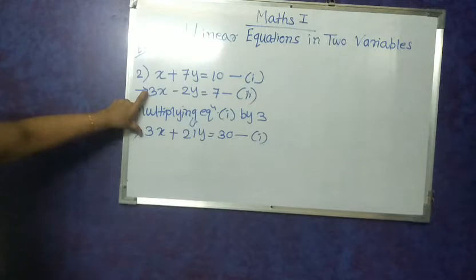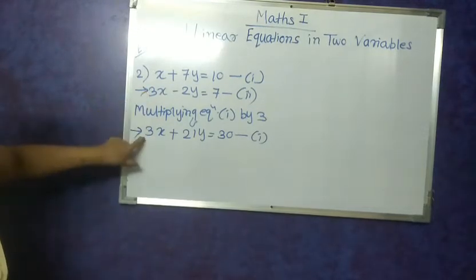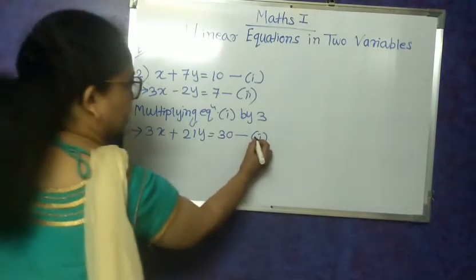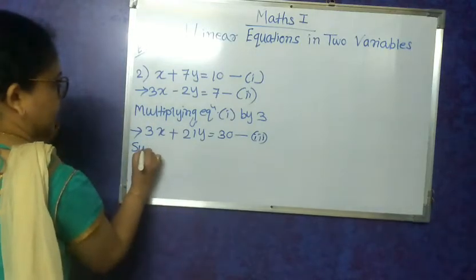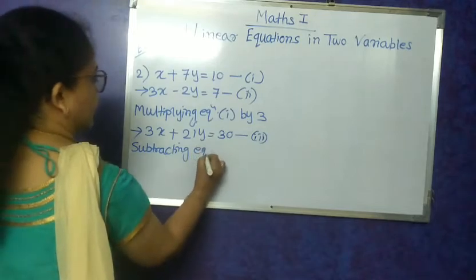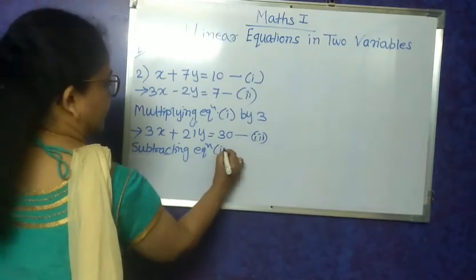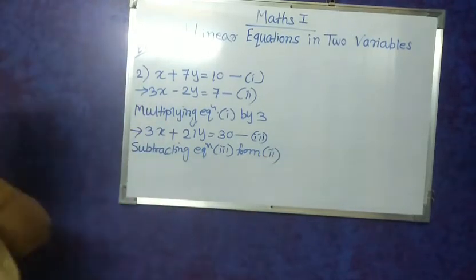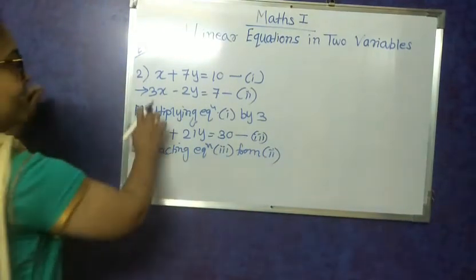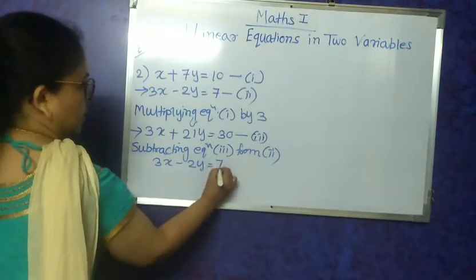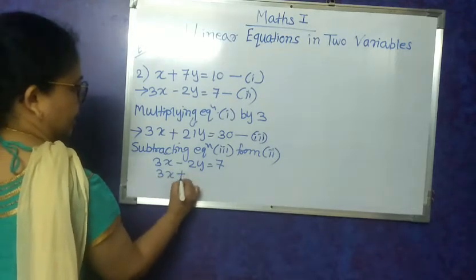Now see, the x coefficients are the same, with the same sign. If you add, 3 plus 3 will become 6. So what are we going to do? Subtract. So this is equation number 3. So what will you write? Subtracting which equation from which equation? Equation 3 from 2. So from 2, then which will be the upside? This one. So from 2 we are subtracting 3.